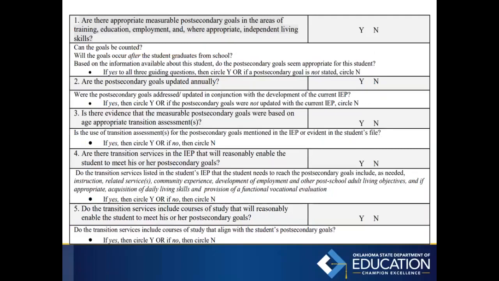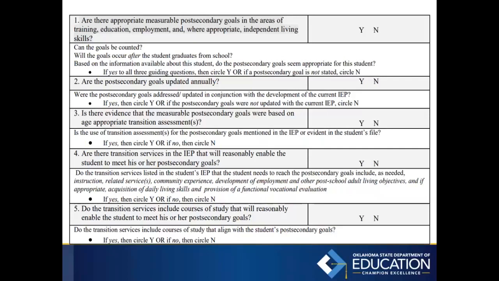Okay, so the Indicator 13 checklist has several questions. Number one, are there appropriate measurable post-secondary goals in the areas of training, education, employment, and where appropriate, independent living skills? Two, are the post-secondary goals updated annually? Three, is there evidence that the measurable post-secondary goals were based on age-appropriate transition assessments? Four, are there transition services in the IEP that will reasonably enable the student to meet his or her post-secondary goals?